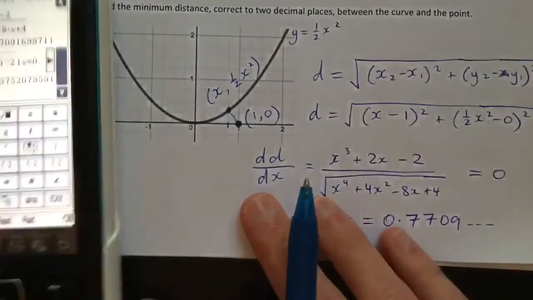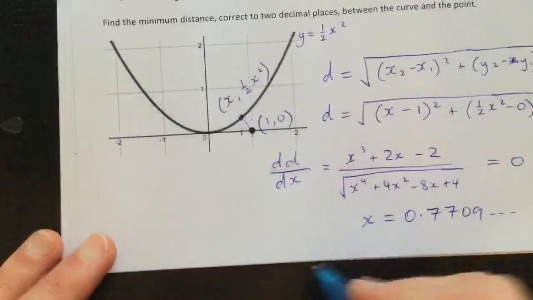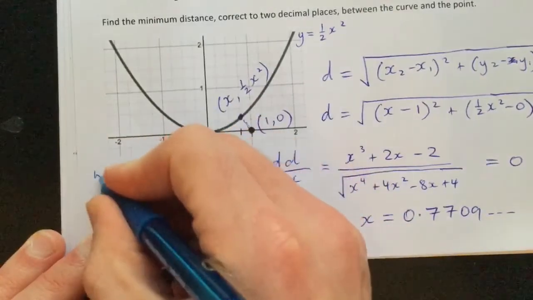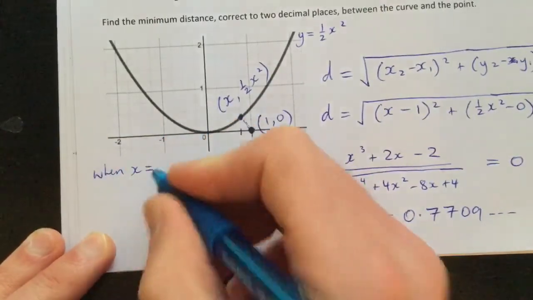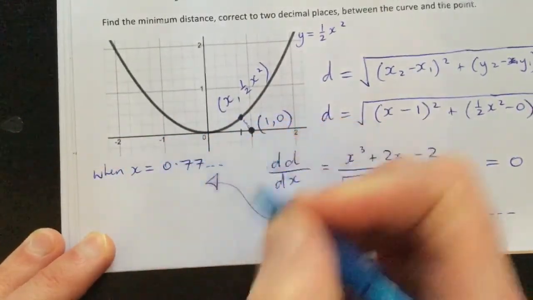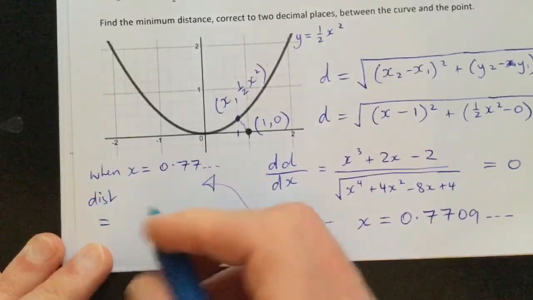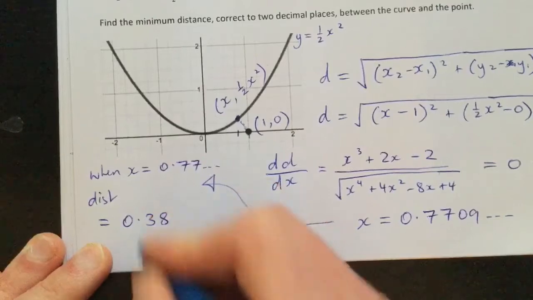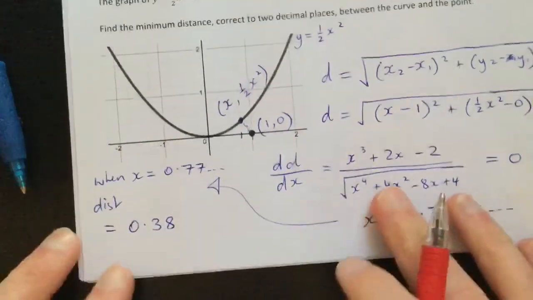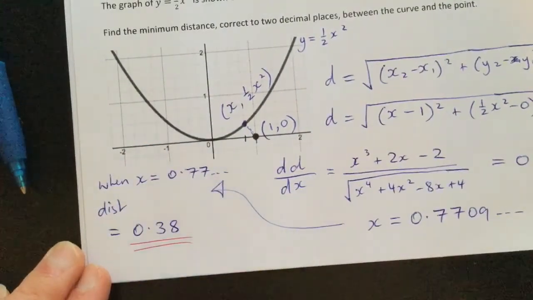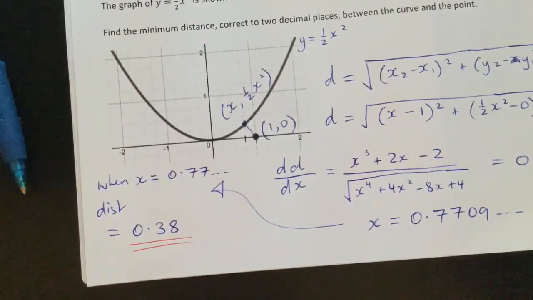All right, so let's say we're going kind of over here, but when x equals 0.77 and the rest, the distance equals 0.38. We don't really have units here because we're just working on the Cartesian plane, so we're not going to say centimetres or metres or anything like that. It's just a distance of 0.38 units.